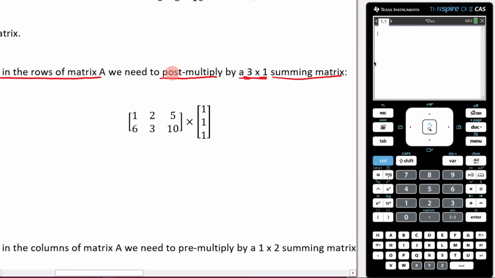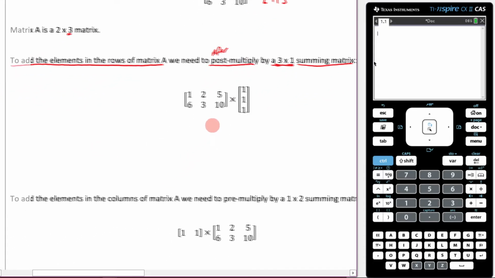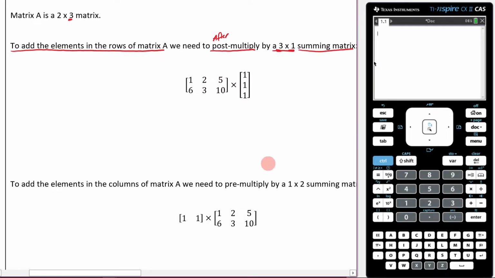First, take note. Remember we said the word post means after. And that's because, as you can see over here, it's after this matrix. So this is matrix A. We're multiplying it afterwards. It's the second thing here. It's not before, it's after. Let's see what happens when we multiply this by this. What's going to happen here? So let's come over here.